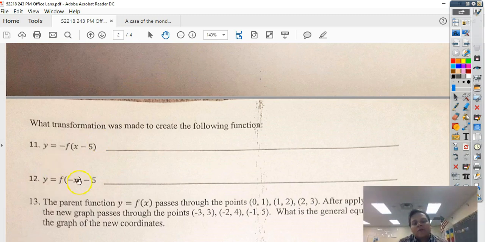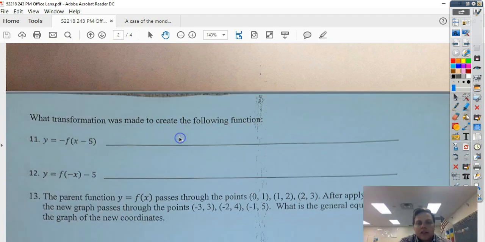Number 12, there's a negative in front of the x, inside the function, so that means it reflects across the y-axis. And the minus 5 is outside the function, so that means down 5. So it reflects across the y-axis because of this, and then down 5 because of this, because it's outside. Okay, so moving on.